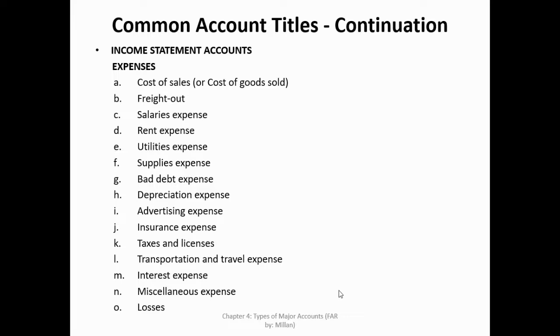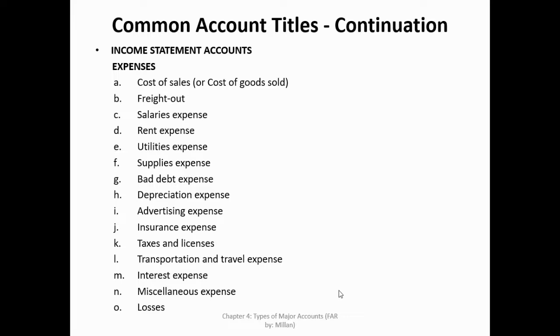Insurance expense. This represents the cost of insurance pertaining to the current accounting period. Taxes and licenses represents the cost of business and local taxes required by the government for the conduct of business. Examples, mayor's permit, other percentage taxes, community taxes.